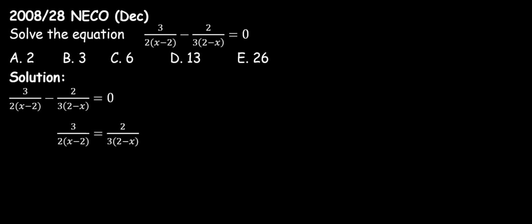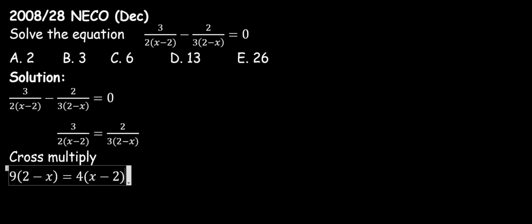From here, we can cross multiply. Cross multiplying, we have 9(2 - x) = 4(x - 2). While we have 4, there is a 2 multiplying the other 2. There is 2 before this bracket, and there are 2 at the numerator there. So the 2 times 2 became 4, and now multiplies the bracket (x - 2).